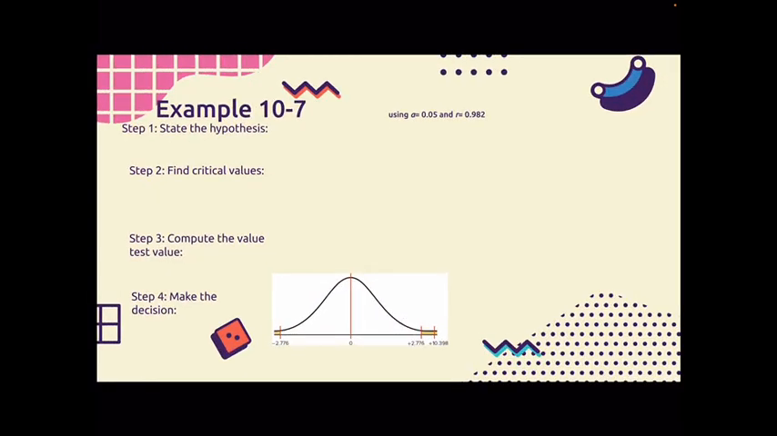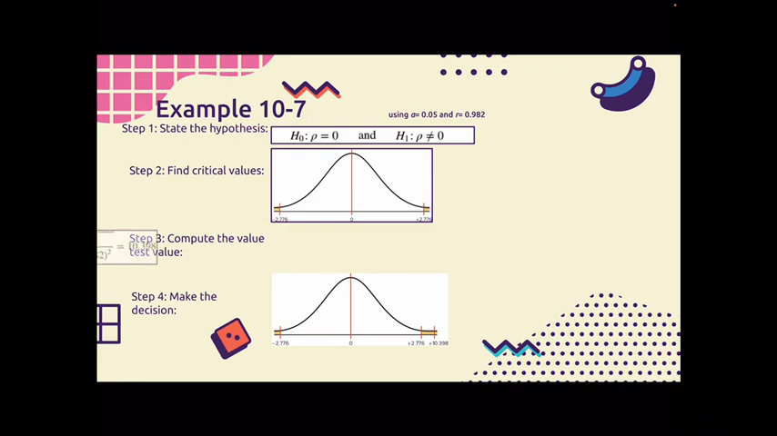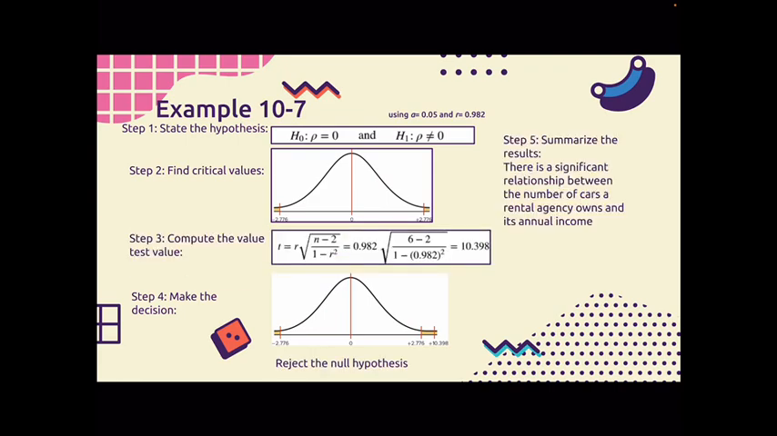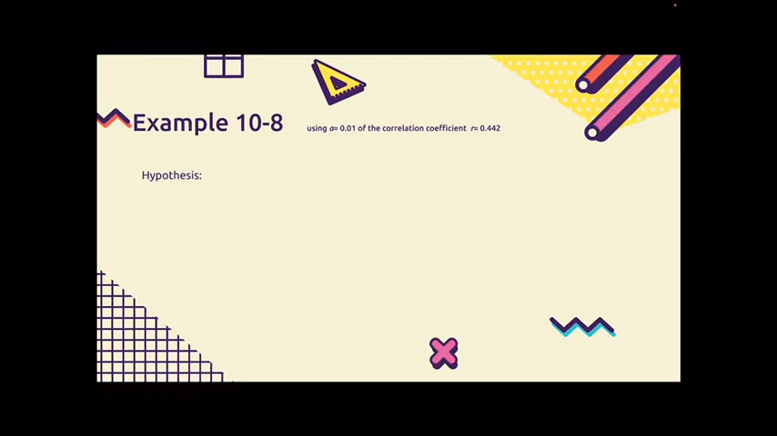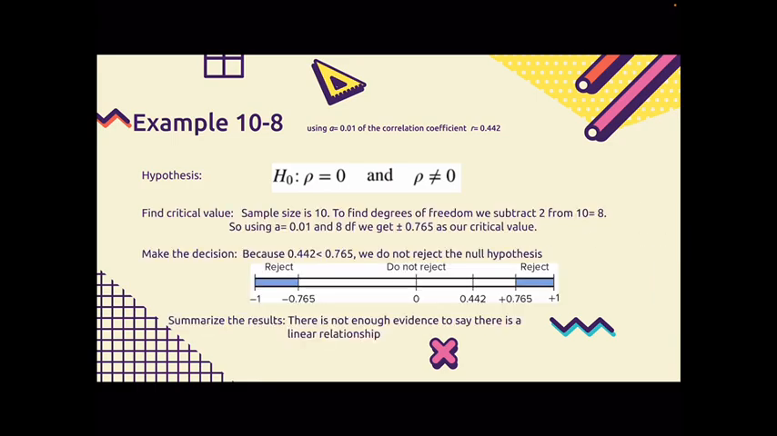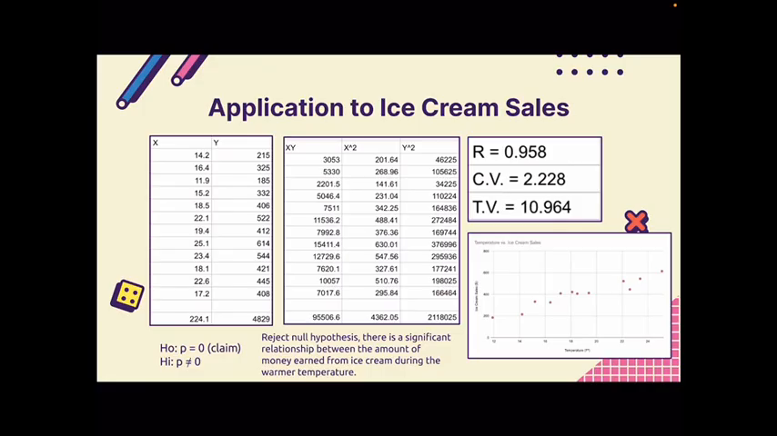Do example 10.7 in your notebook and you'll find these results. Now do 10.8 in your notebook and you'll find these results. Application to ice cream sales. Using the examples from previous slides, I was able to calculate the R value, critical value, and the test value, and made a scatterplot with the data, and you can see a positive linear correlation.